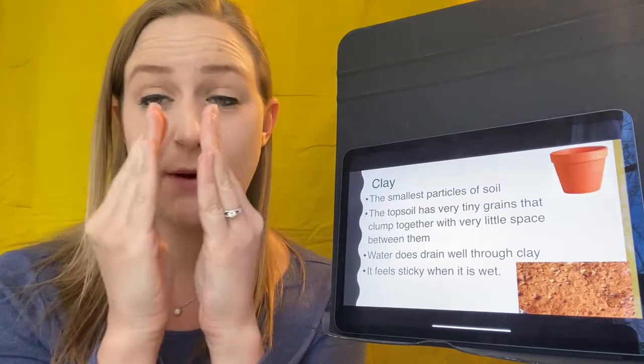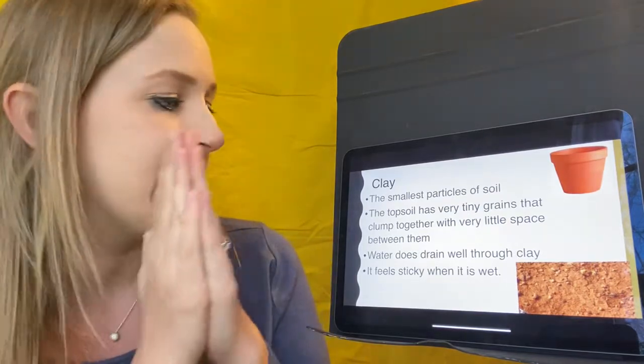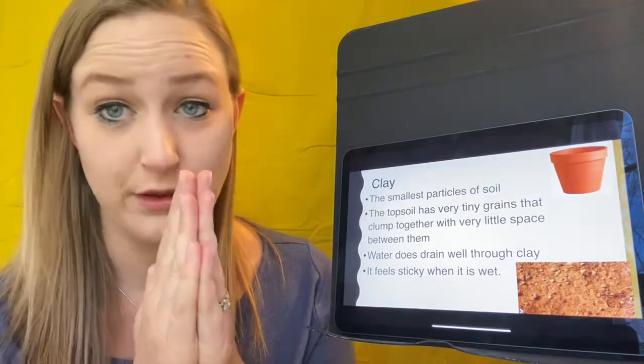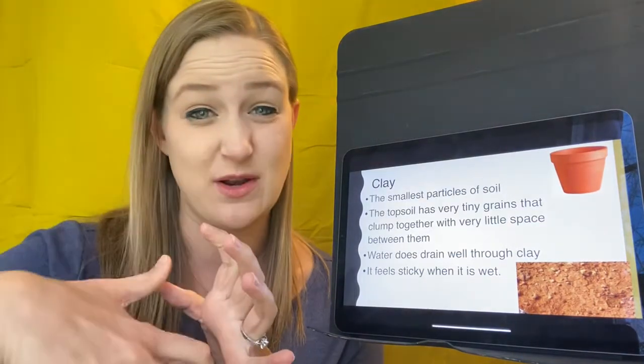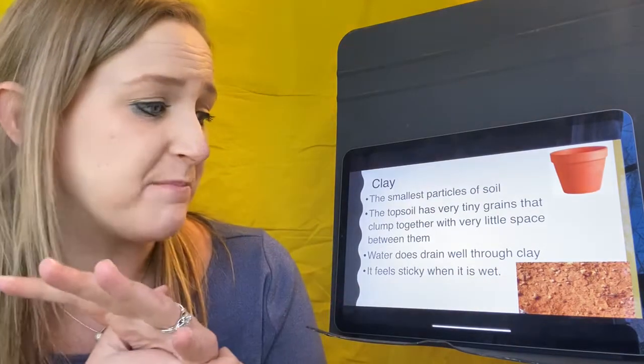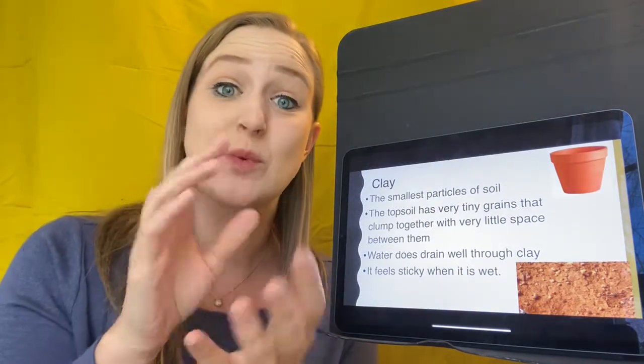So the tiny, tiny particles will pack together really, really tightly, and water does not drain well through it. So water's just gonna kind of sit on top of it. It's not gonna drain down into it like it would with sand. And when it is wet, it's really sticky.